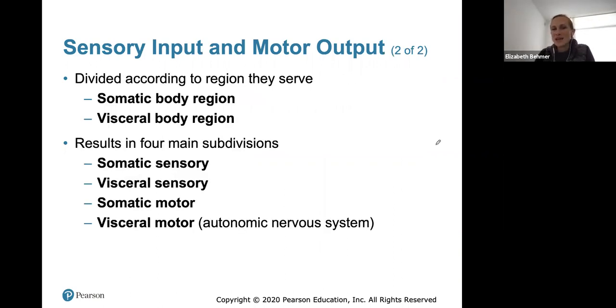We can divide your sensory and motor input according to the region they serve, the somatic body region or the visceral body region. Somatic usually has to do with skeletal muscles, and the visceral body region has to do with all your viscera, or your internal organs. This results in 4 main subdivisions: somatic sensory, visceral sensory, somatic motor, and then the visceral motor, which is also known as the autonomic nervous system, or ANS.